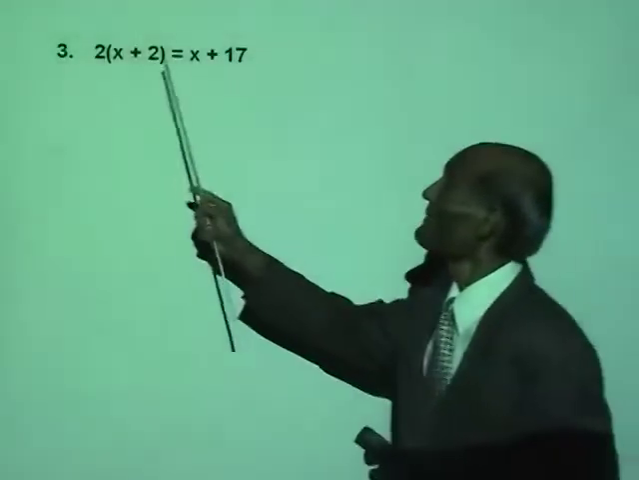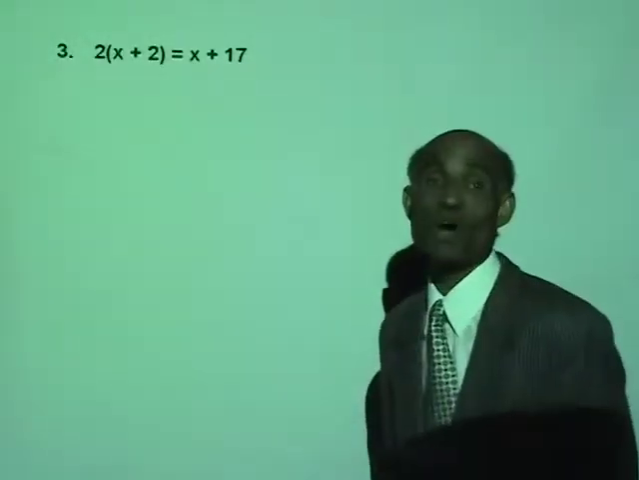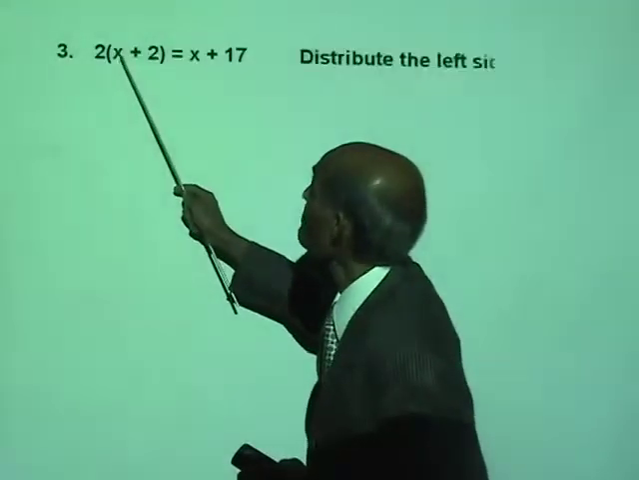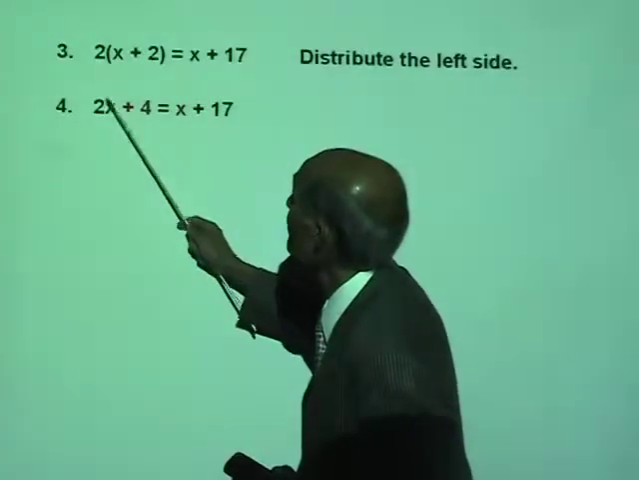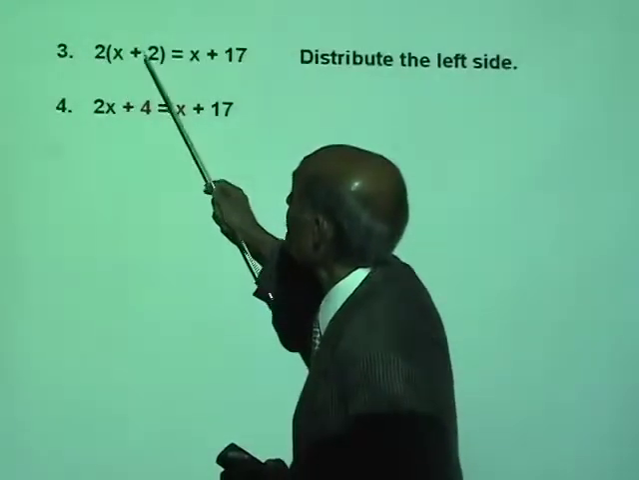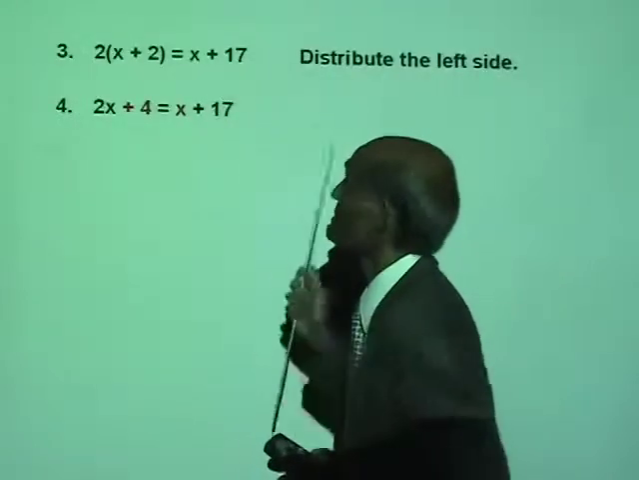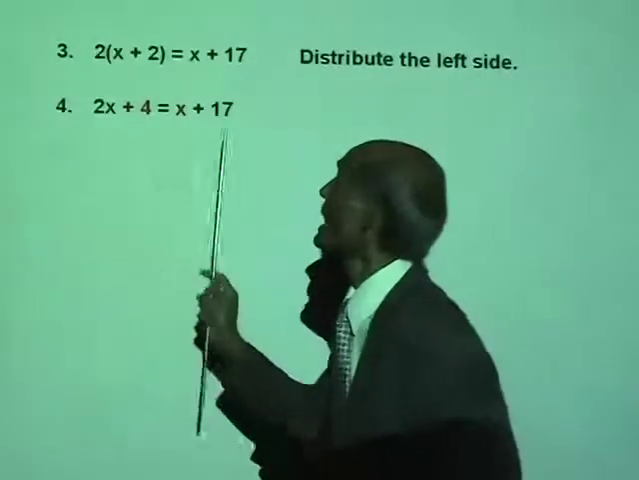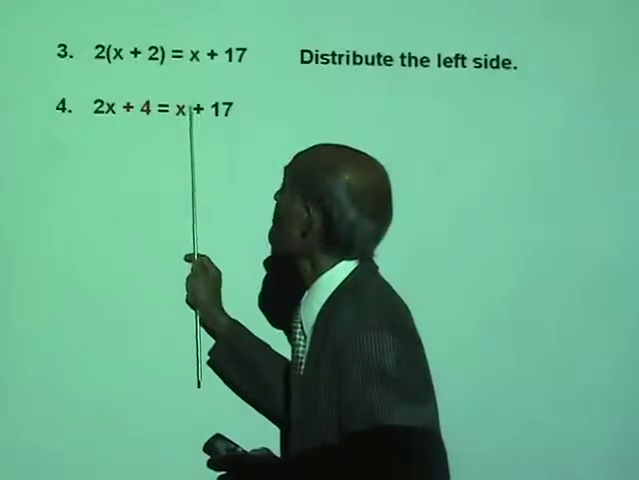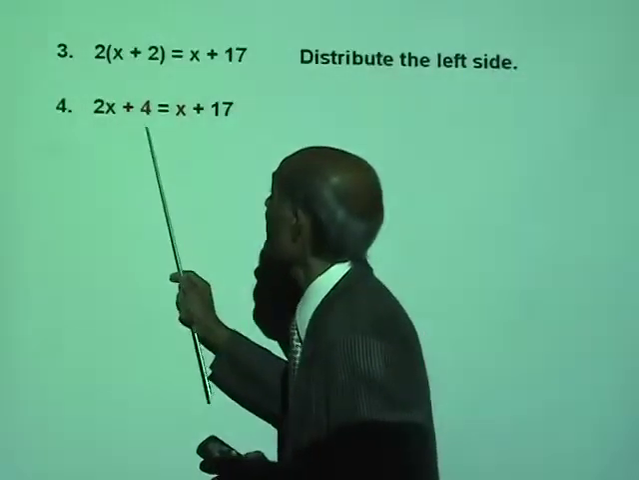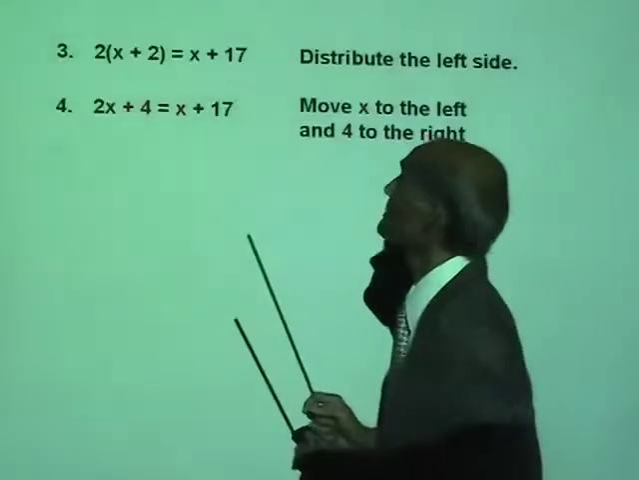Alright. In the next step, we will solve that equation. What do we do? Distribute. 2 times x is 2x, 2 times positive 2 is plus 4, equal to x plus 17. And now move the x from the right to the left and positive 4 from the left to the right.